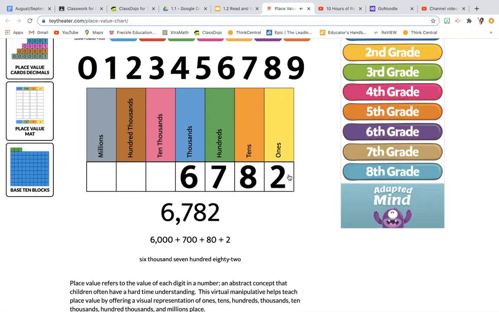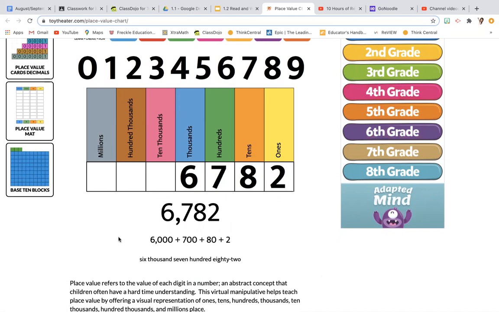6,782. So as I put the digits into our place value chart, it did the work for me. It showed me standard form, 6,782. It showed me expanded form, 6,000 plus 700 plus 80 plus 2. And it also showed me word form, 6,782.